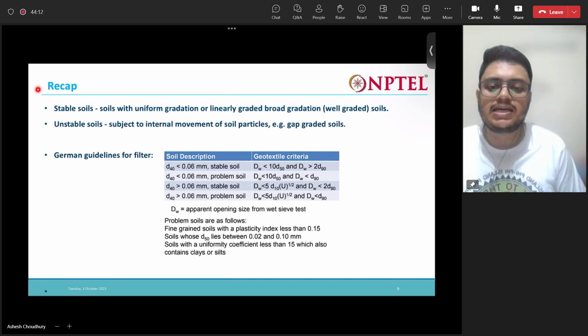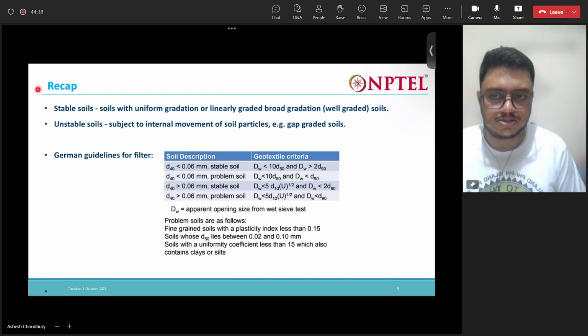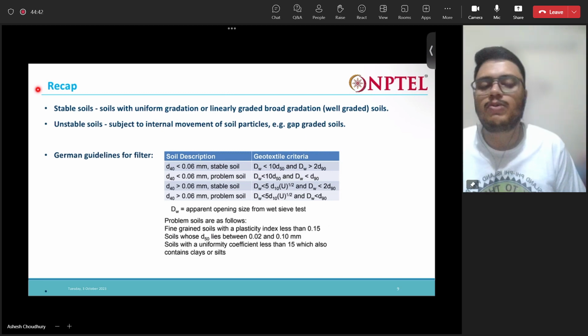So here you can see some more guidelines. These are known as the German guidelines. Here the Germans have defined the criteria based on types of soil, and these types of soils are stable soil, unstable soil, problem soil. So what are stable soils? Stable soils are soils with uniform gradation or linearly graded broad gradation soils. It is well graded soils.